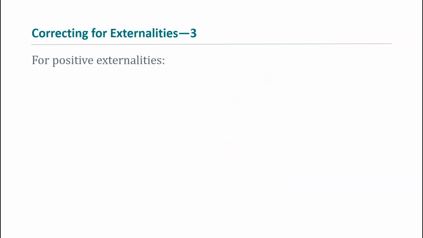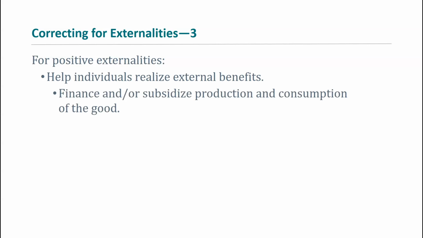So how do we do that? How do we correct for a positive externality? Remember, the goal is we want to help individuals realize the external benefits. We want to finance or subsidize production and consumption of the good. We say, if you'll get a vaccine, we'll pay for part of it as the government because we recognize that it's a benefit to society for you to do this.